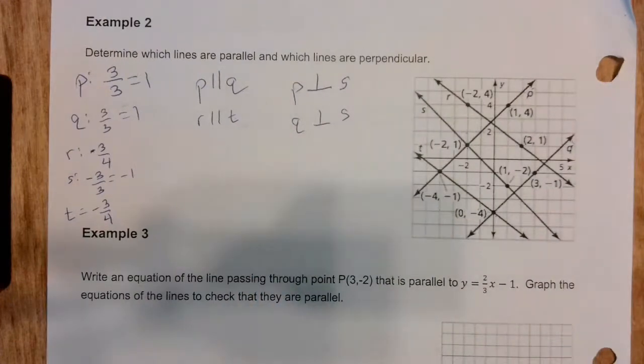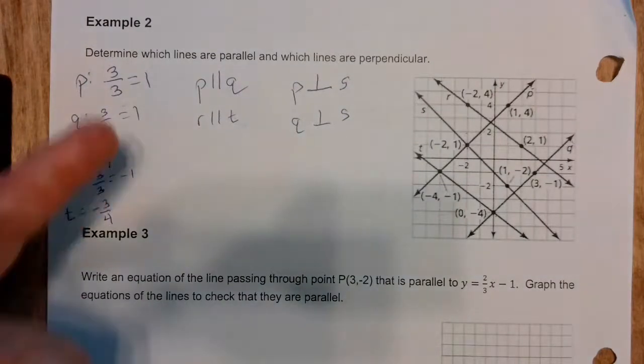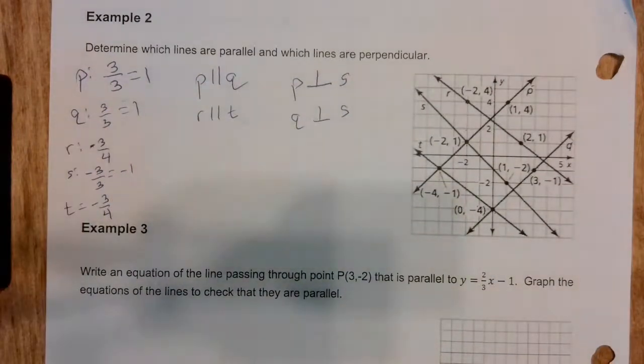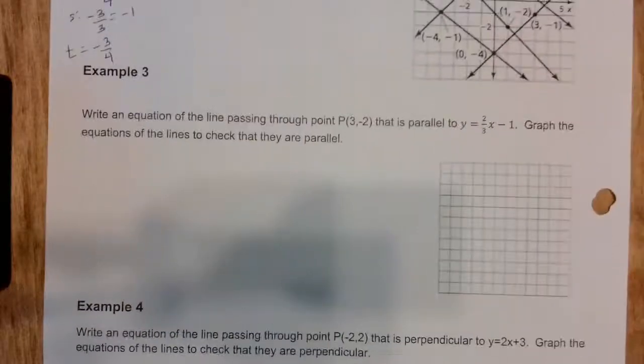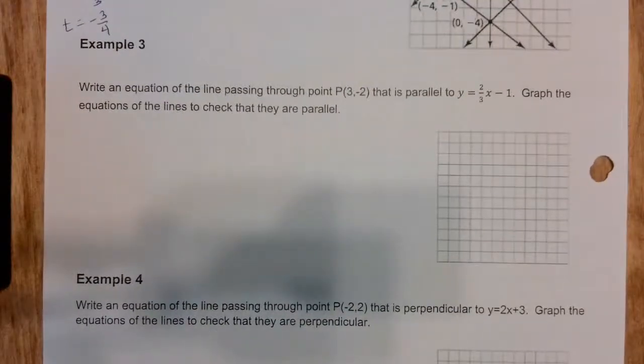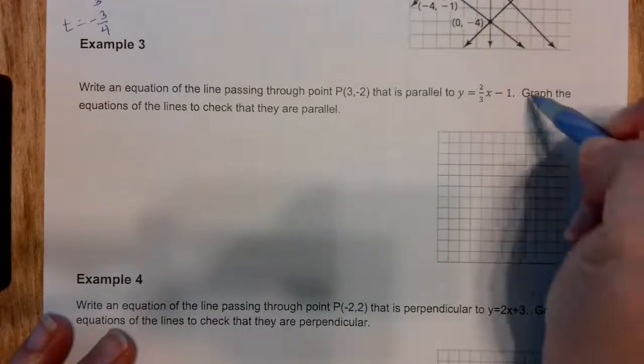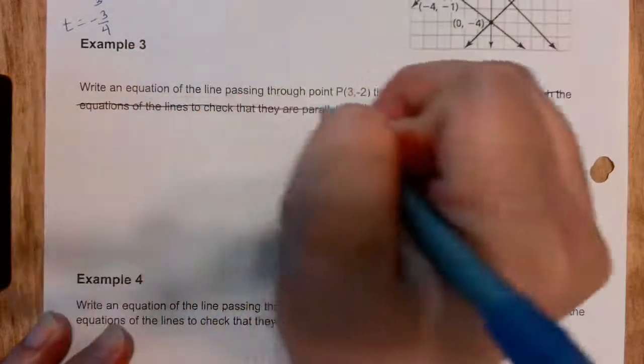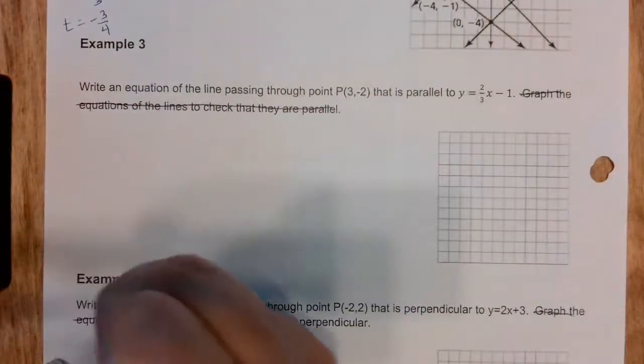Now, example 2 is good practice for calculating slope and counting, recognizing numbers that are the same or opposite reciprocals. Example 3 and example 4 are the types of problems you would see on the final exam. So, example 3. Write an equation of the line passing through the point 3, negative 2 that is parallel to y equals 2/3 x minus 1. And then we're going to skip the graphing and just focus on the actual equation.